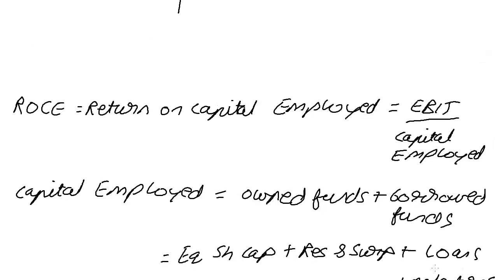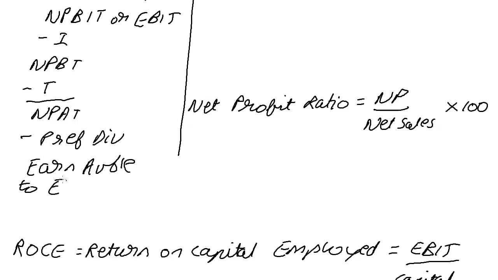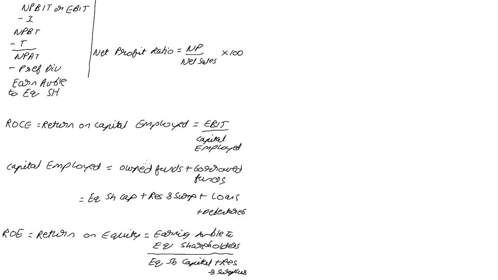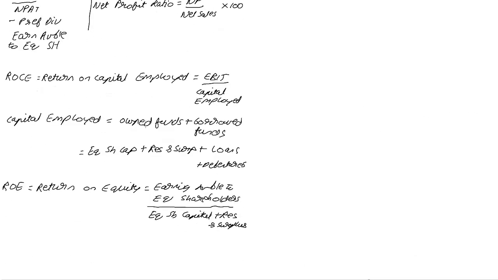Alright, so keep in mind, once you have net profit after tax, you can subtract preference dividend and get yourself earnings available to equity shareholders. Okay, so we're done with these formulae.